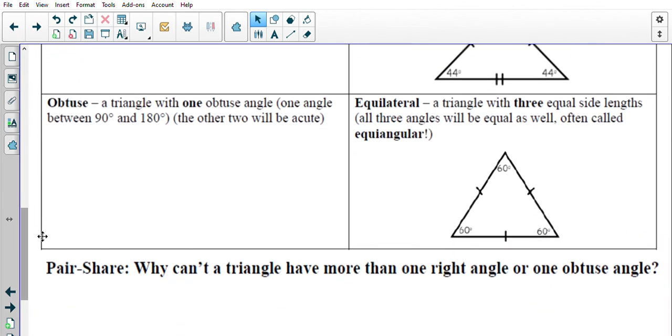And then we have an obtuse triangle. That's a triangle with one obtuse angle. That's an angle between 90 degrees and 180 degrees. The other two angles will be acute.